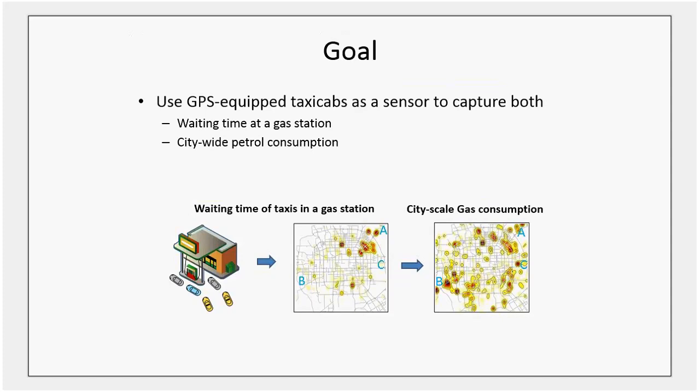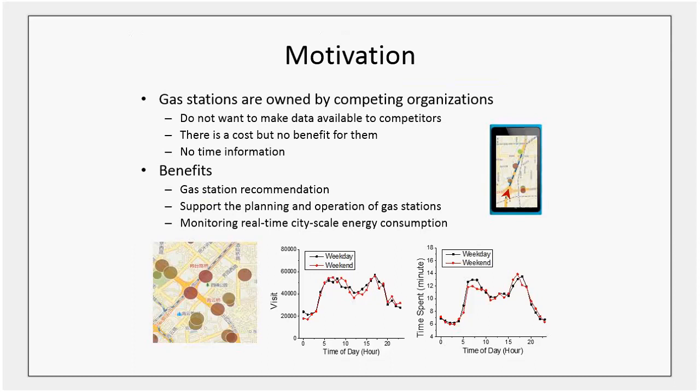So what is this research for? A very simple application scenario is gas station recommendation in terms of waiting time. Usually we are looking for a gas station with the shortest queue. But the closest gas station is not really the quickest one. So I prefer to travel 100 meters farther and then find a better one. But what's more important is that our research can improve the energy infrastructure of a city.